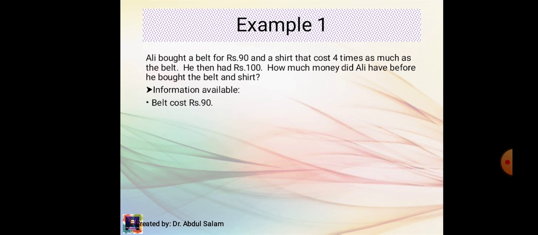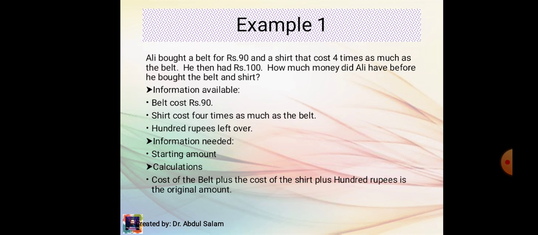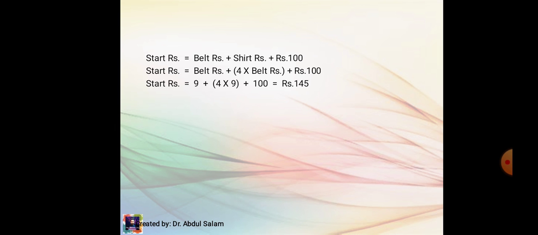Information available: the belt cost rupees 90, the shirt cost 4 times as much as the belt, and 100 rupees were left over. Information needed: the starting amount. Then calculations: the cost of the belt plus the cost of the shirt plus 100 rupees is the original amount.